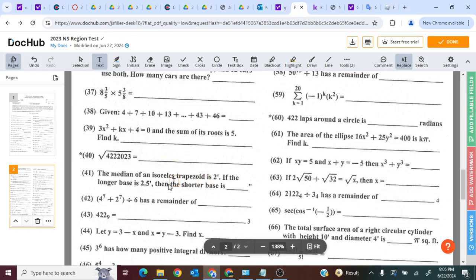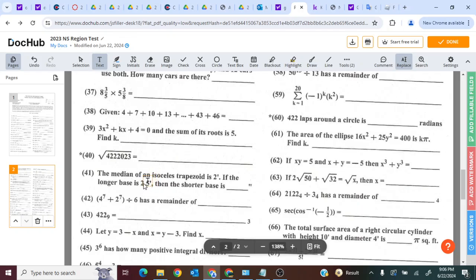Median of an isosceles triangle is 2 feet. If the longer base is 2.5 feet, the shorter base is how many feet? So the median is 2. A bit weird, they call it median. Longer base is that, and the shorter base is what? Okay, well, first off, this is a Pythagorean theorem basically.